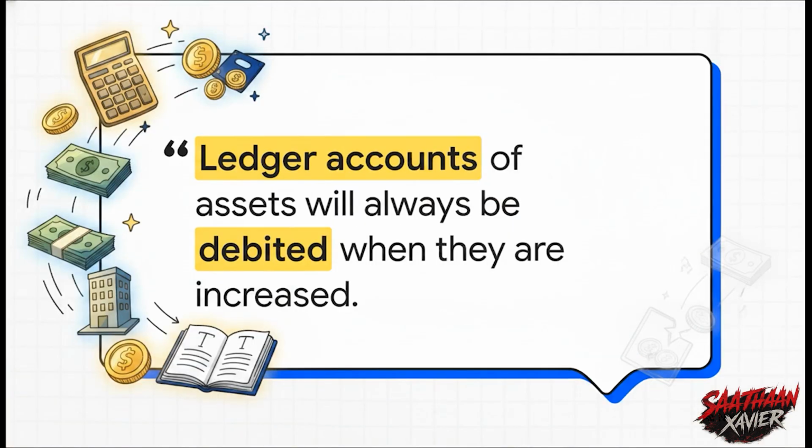Now, I want you to literally burn this rule into your memory, because it's a fundamental law of the modern equation approach to accounting. The increase to an asset shall always be debited. Why? Because the original natural balance of an asset is always a debit. So when you get more cash or buy new machinery, you are posting that increase straight to the left side, the debit side of their respective ledger accounts.